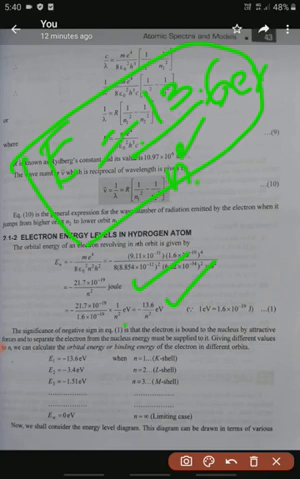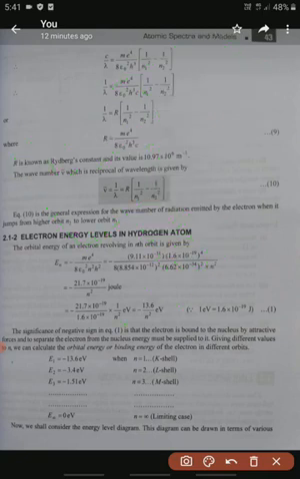n is nothing but the principal quantum number or orbital number. We can substitute: if n is equal to 1, it shows the first orbital energy; if n is equal to 2, the second orbital energy. If n is equal to 1, we get this value, minus 13.6 electron volt. If n is equal to 2, we get minus 3.4. And if n is equal to 3, the third orbital, minus 1.51 electron volt, and so on.